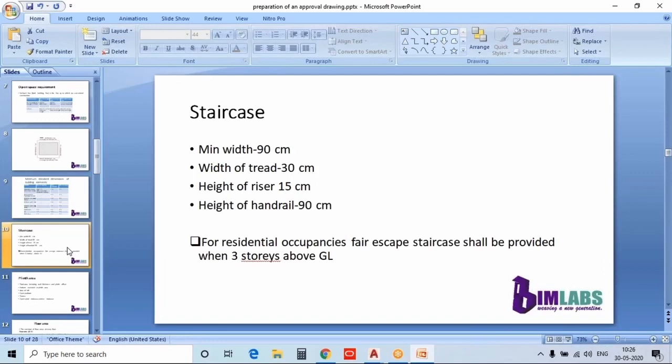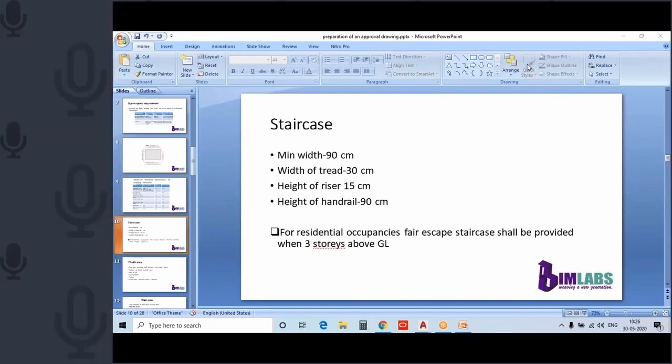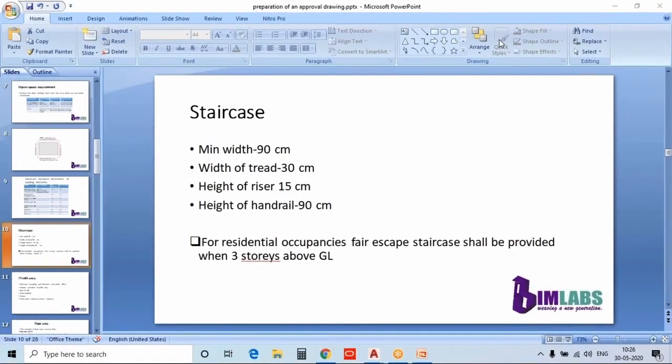The minimum width is 90 centimeter, tread 30 centimeter, height of riser should be 15 centimeter, and the height of handrail should be 90 centimeter. And here you can see for residential occupancies, fire escape staircase shall be provided when there are 3 stories above ground level. Normally, in residential occupancies, we don't see any fire escape staircase, but if the residential occupancy is 3 stories above ground level, then you should provide a fire escape staircase.